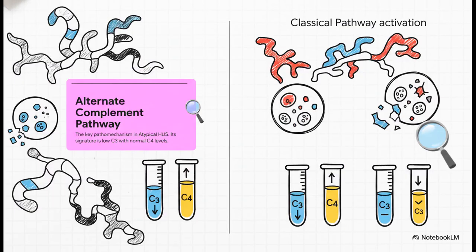You see, the serologic signature of atypical HUS is a direct consequence of the dysregulation of the alternate complement pathway. You get this uncontrolled activation, which characteristically shows up as a low C3 level, but a normal C4. This is in sharp contrast to classical pathway activation, like what you might see in a disease like lupus, which depletes both C3 and C4.